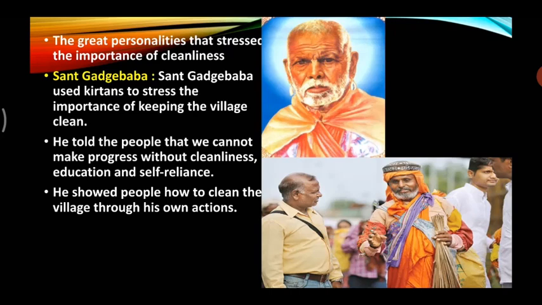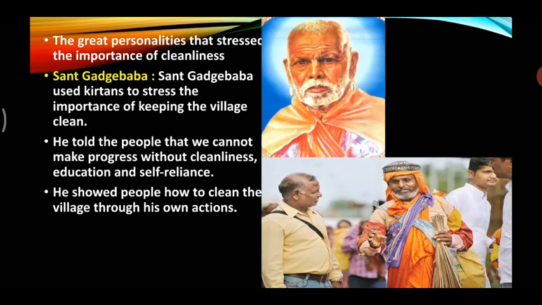So what is the formula for progress? That is, first is cleanliness. We should keep it clean. Second is education. That is knowledge. And third is self-reliance. That means we should be dependent on ourselves only. So these are the three things you need to make progress. That was according to Sant Gadge Baba.